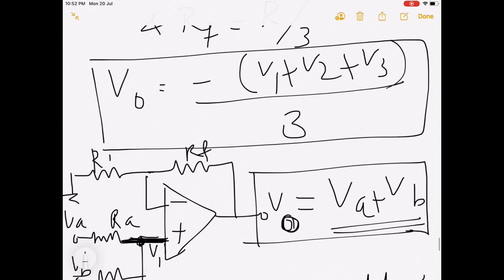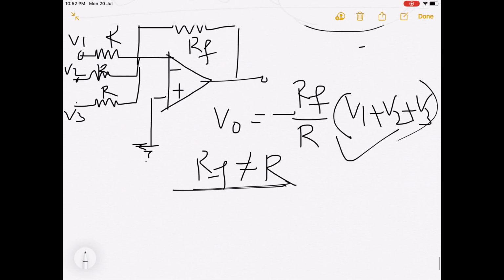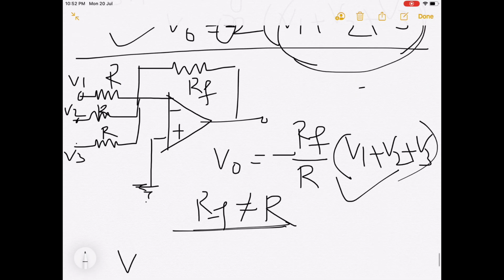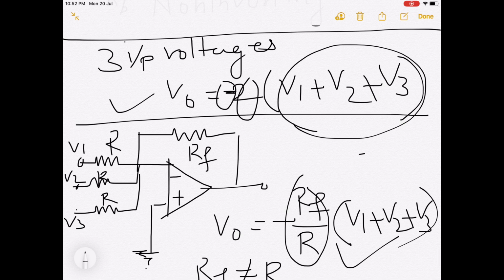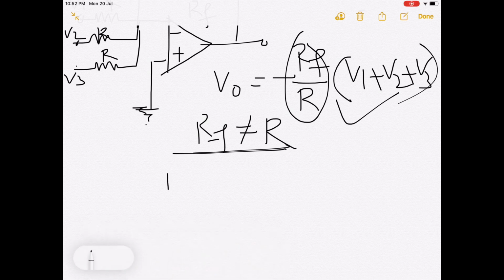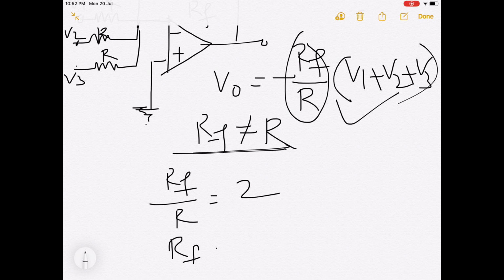Okay, so keep this in mind. Next, VO is equal to what is given here, minus RF by R. What is it, 2, if you compare this. So RF upon R is equal to 2. So RF should be equal to 2 times R.